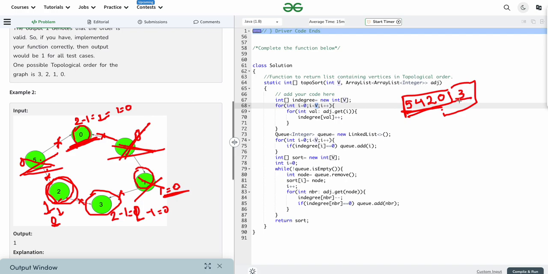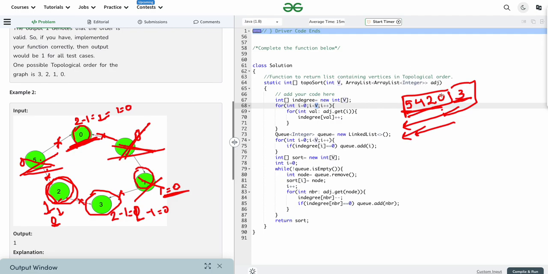So if I consider this, that means it is now in a sorted position. To reach 3, we are dependent on these values. To reach 1, I am dependent on these values. To reach 4, I am dependent on these values. Basically, it is a sorted order of my graph, and that's all it is asking.